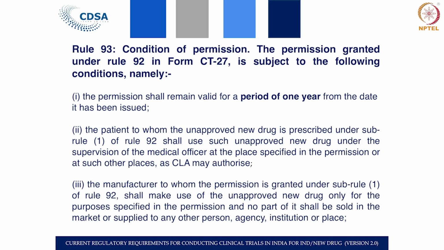If you see the permission in form CT 27, it specifies the quantity and it specifies the patient. The permission for manufacture of such a new drug, which is under clinical trial, shall be valid only up to 1 year from the date it has been issued. Such a new drug shall always be used by the patient under the supervision of the medical officer, and it has to be ensured that such a drug cannot be sold in the market or supplied to any person other than the person for whom it has been prescribed, as mentioned in this clinical trial permission.